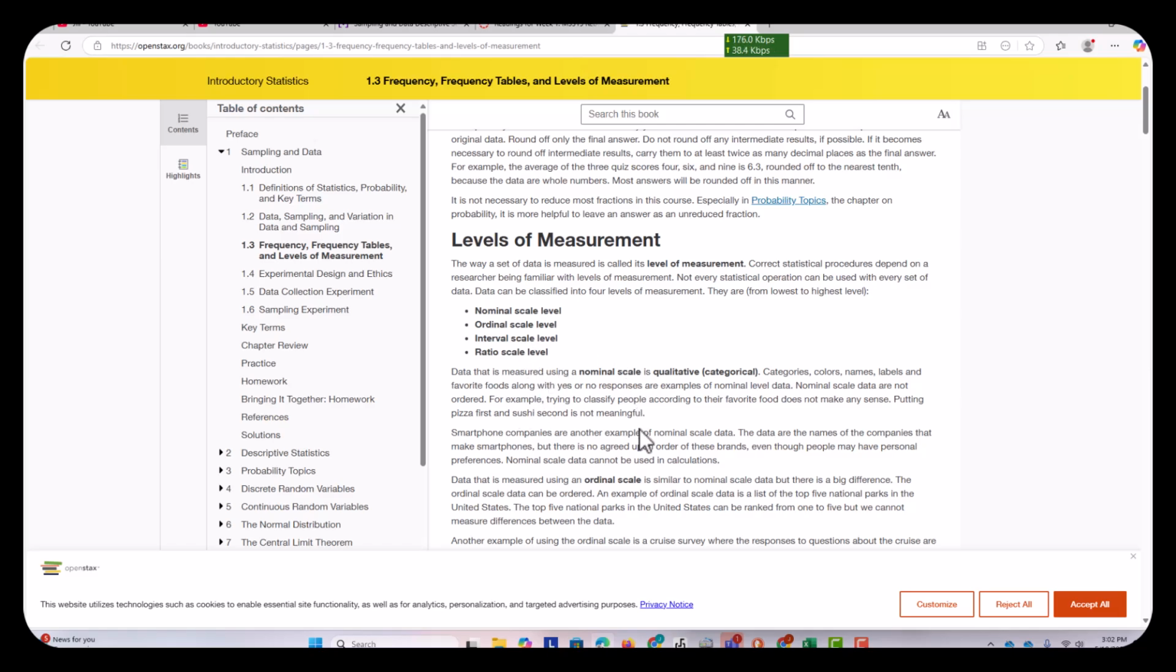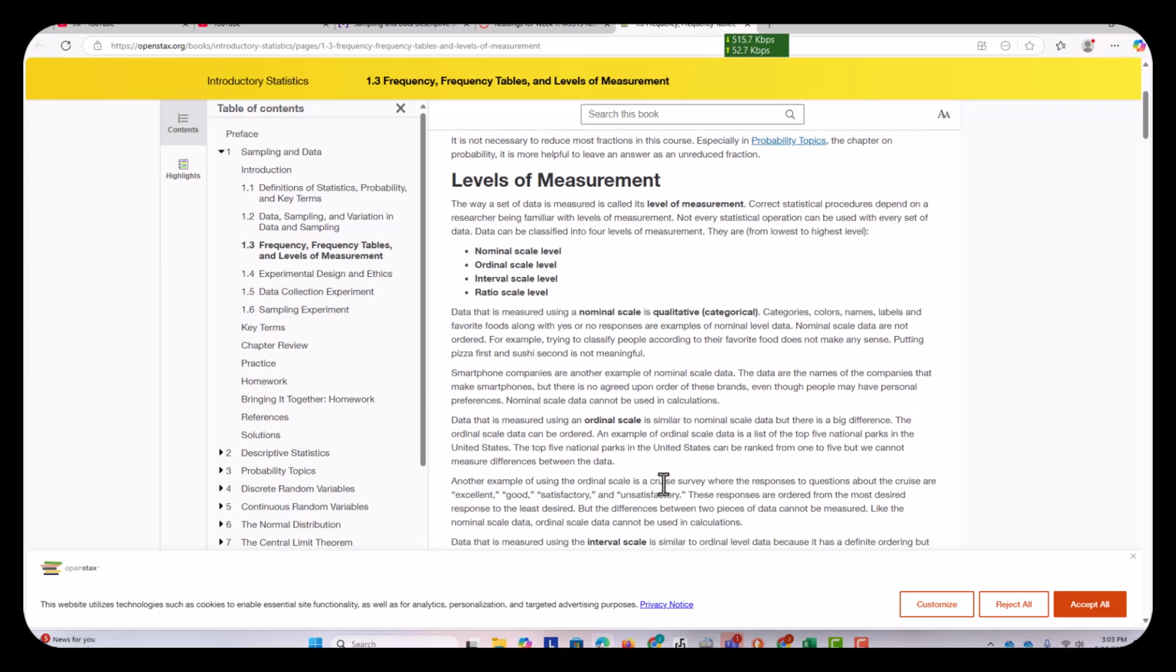Nominal is categorical, as we talked about earlier, like your hair color and things like that. Ordinal is similar to nominal, but it's ranked. You cannot measure the difference between the data. It could be something like your pain level, 1 to 10, or excellent, good, satisfactory, unsatisfactory.